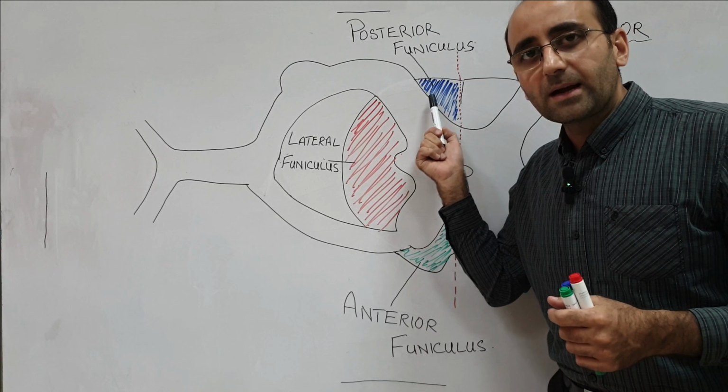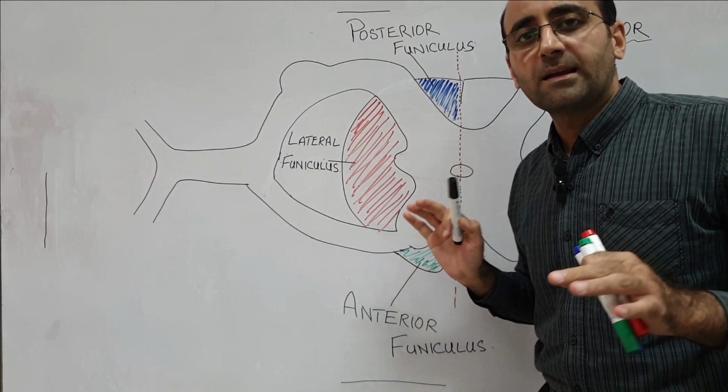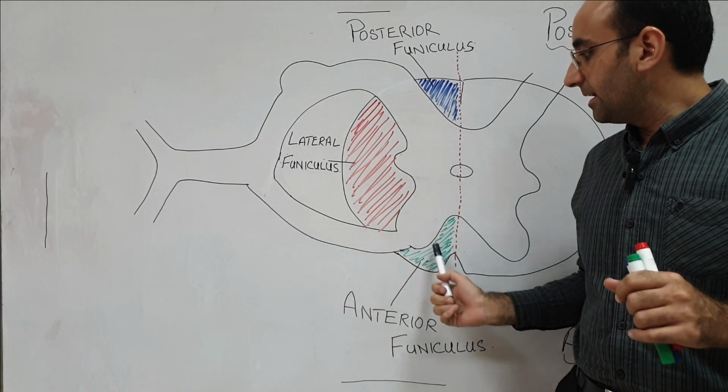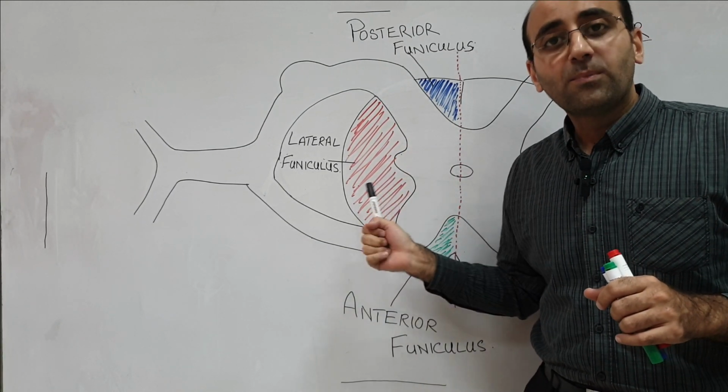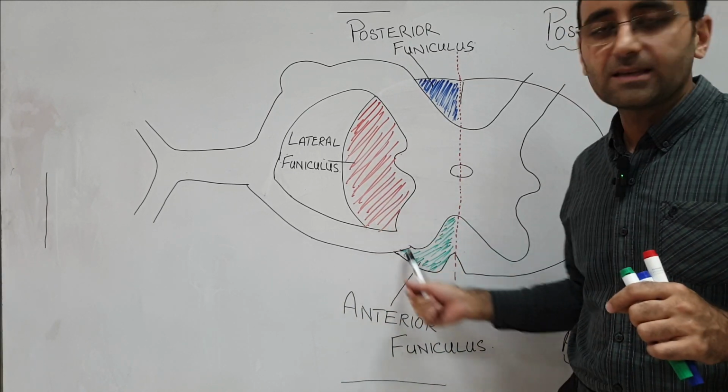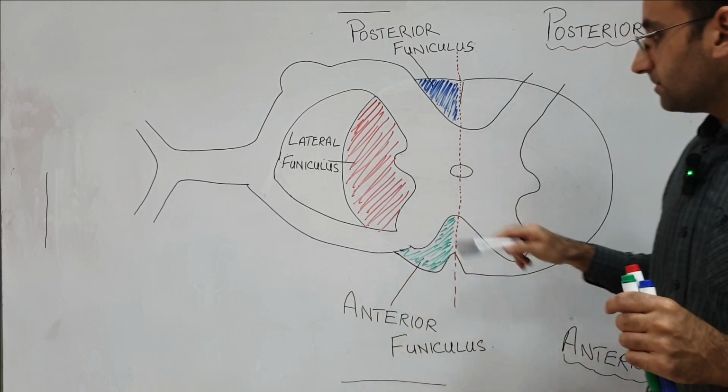Now in the posterior white column, there are only ascending tracts. There is no descending tract in the posterior white column. The anterior and lateral white columns both have ascending and descending tracts. They are mixed in these two regions of the spinal cord.